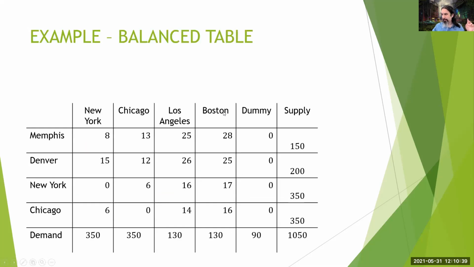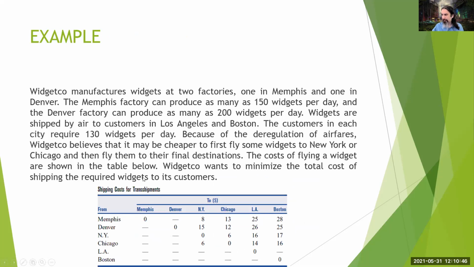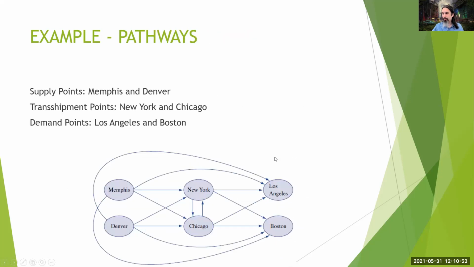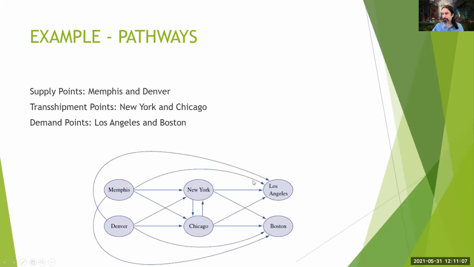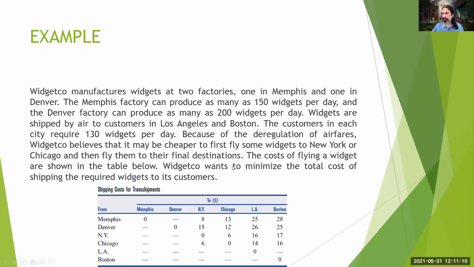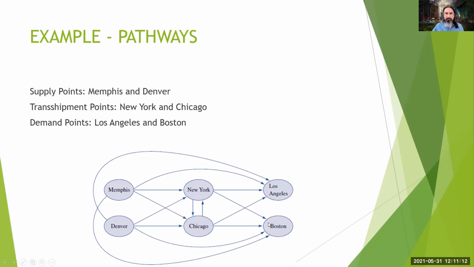Oh wait, I missed something. In the table, I should have talked about supply and demands over here. Let's go back. Memphis, let's say, has a supply of 150 and Denver has a supply of 200. So I will just write those over here, 150, 200. So we know that all these 4 arrows should equal 150. And all these 4 arrows going out of Denver should equal 200. That's cool. And all these arrows entering Los Angeles should be 130. And all these arrows entering Boston should be 130 as well.